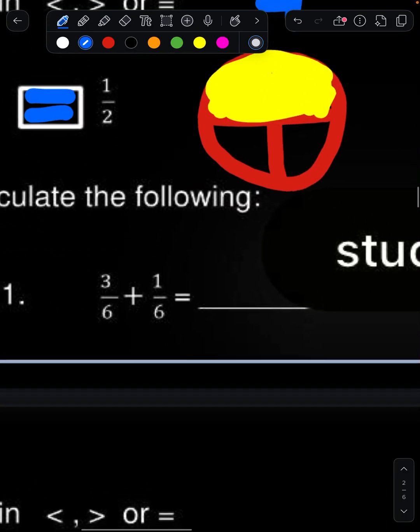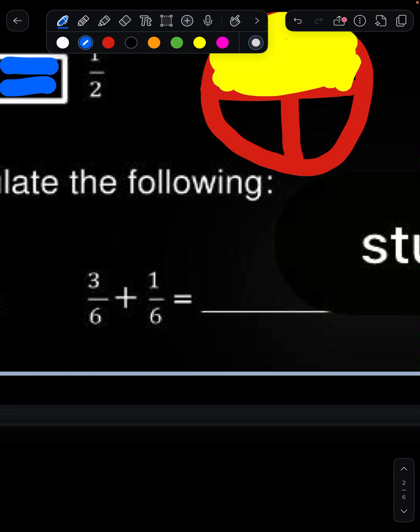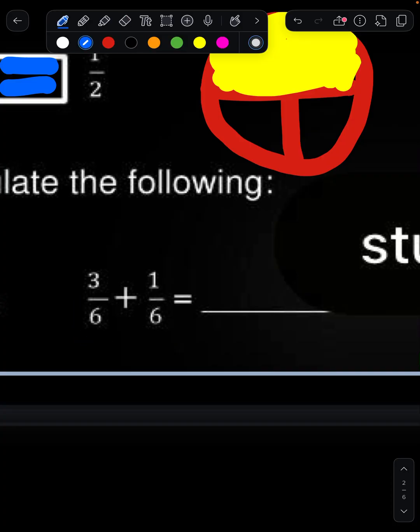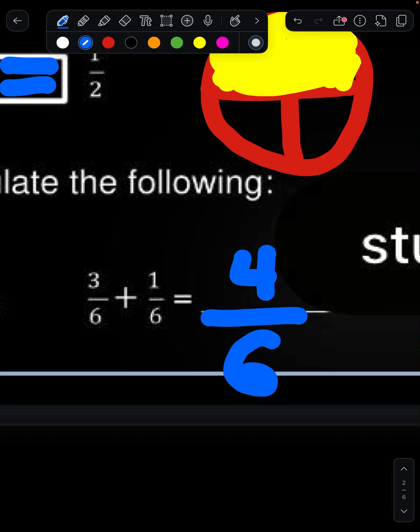Calculate the following. So 3/6 plus 1/6. So you can just imagine a cake again, or you can just do it straight away. If the bases of a fraction are the same like this, so if it's 6 at the bottom and 6 at the bottom, you can just add the top. So you can just do like this and say 3 plus 1 is 4, and the bottom stays the same. So 4/6.